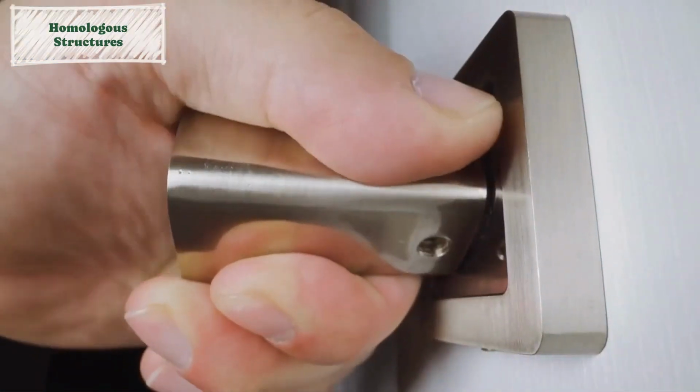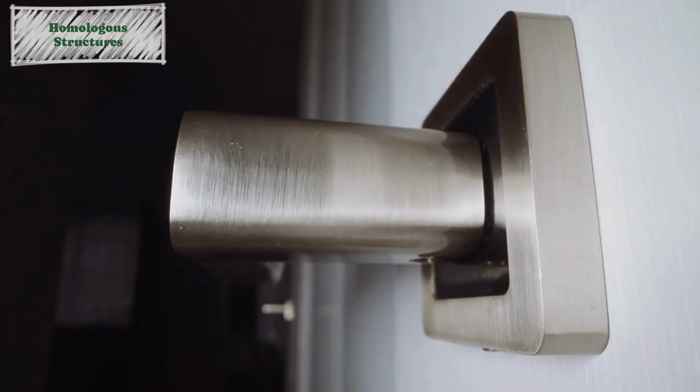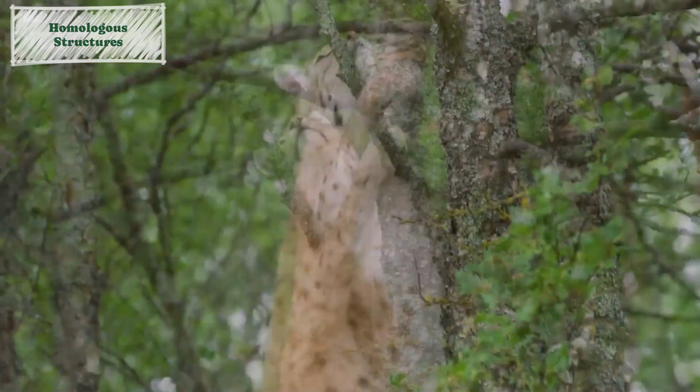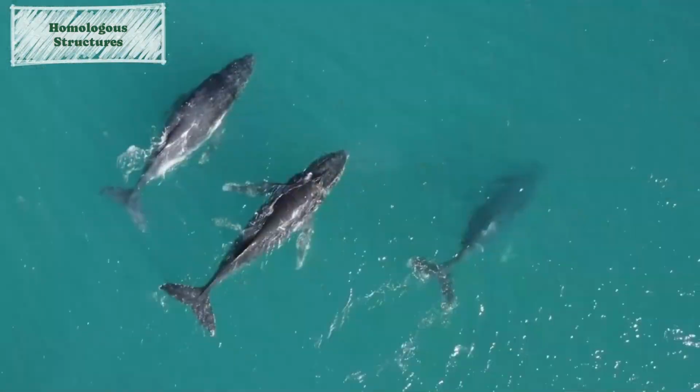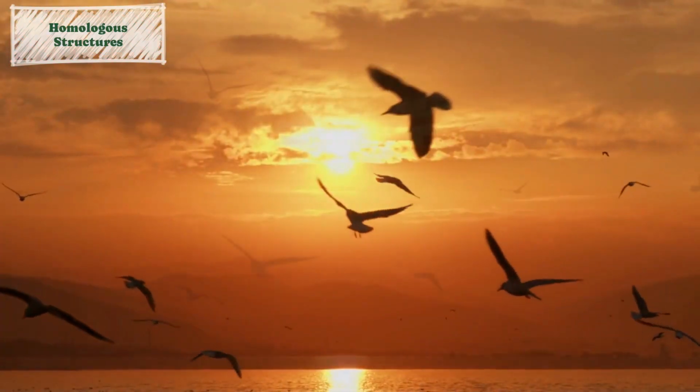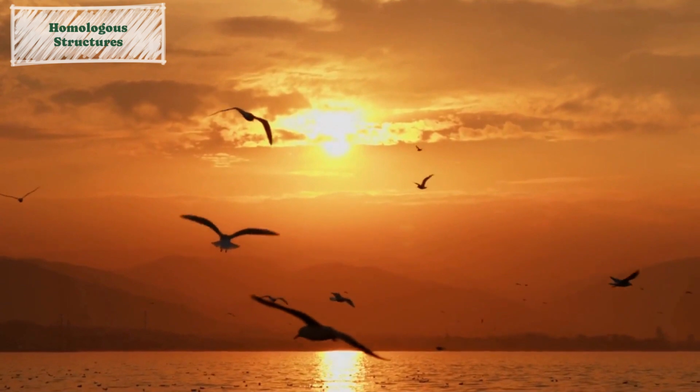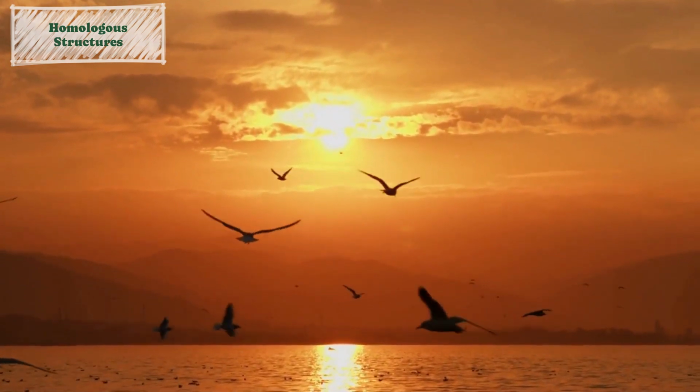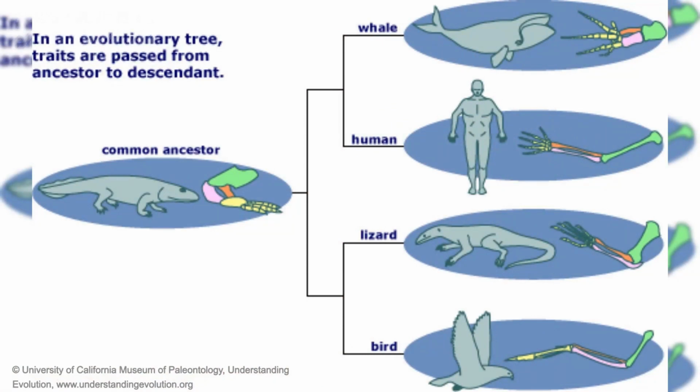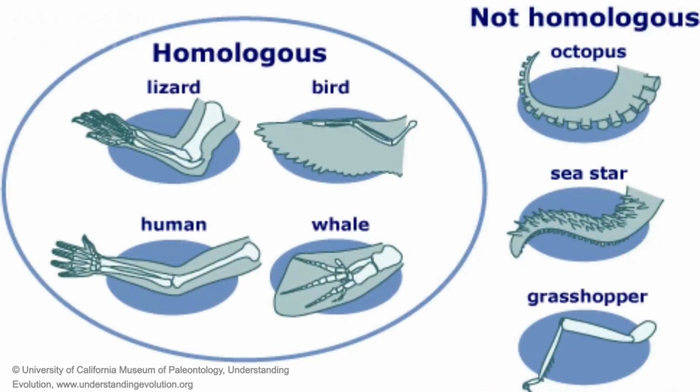While humans use their forelimbs for grasping and manipulation, cats employ them for running and climbing, bats for flying, whales for swimming, and birds for flying and perching. Despite these functional differences, the fundamental structure remains similar. The theory of evolution explains the existence of these homologous structures by proposing that all these organisms likely share a common ancestor. Through the process of descent with modification, slight variations and adaptations occurred in each lineage, resulting in the diversity of forelimb forms we observe today.